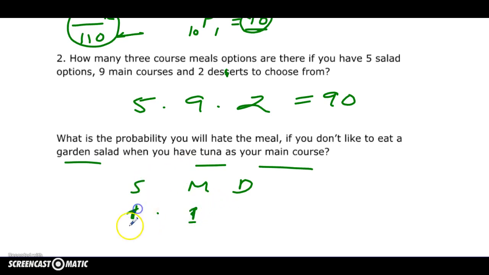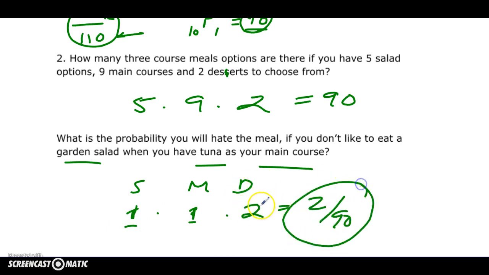So I only have one option for this and this, but I still have 2 options for my dessert. So the answer is 2 over 90. So you're not going to like this meal. You're not going to like garden salad, tuna, and one dessert, and you're not going to like garden salad, tuna, and the other dessert. So you got to count them both. So it's 2 over 90.